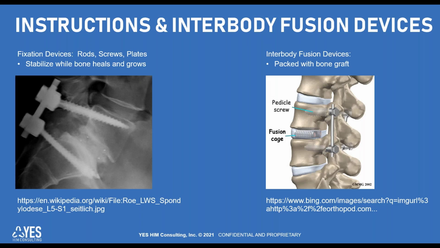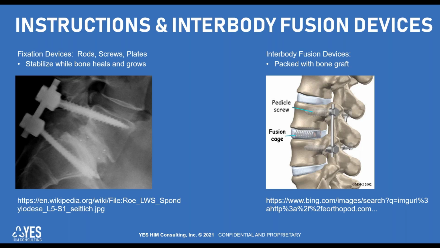Lastly, for this section, I just wanted to show a couple examples of what you may see in terms of devices. You may see fixation devices, which could include rods, screws, and plates. And that really stabilizes the bone while it heals and grows. And this is just a picture of some screws for spinal fusion.